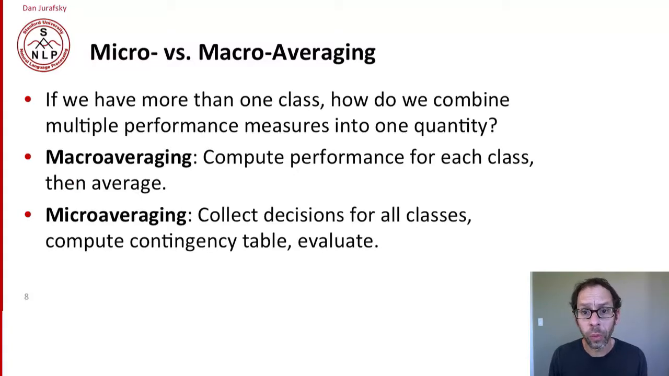Now, since we have more than one class, we're going to need a way to combine the precision and recall values we get from each class into one measure, because it's often useful to have a single measure. And there are two standard ways to do this. In macro averaging, we compute the performance, the precision or recall or F-score, for each class, and then we average them to get an average value. So if we have 118 classes, we're going to compute 118 precisions, and we're going to average them all to get a macro average precision. In micro-averaging, we instead collect all the decisions for all the classes into one single contingency table, and then we evaluate our precision on that.